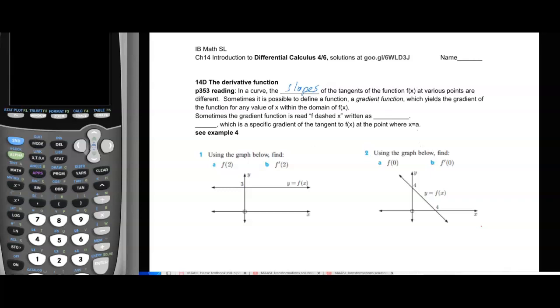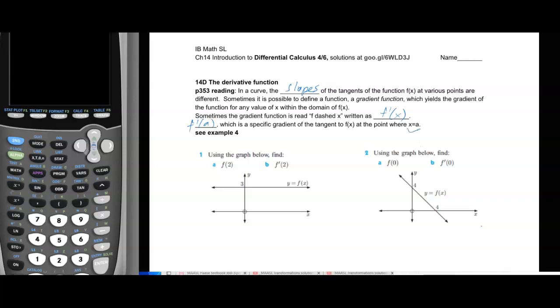Sometimes it is possible to define a function, a gradient function, which yields the gradient of the function for any value of x within the domain of f of x. Sometimes the gradient function is read as f dash of x, which is written as f dash of x. When I was a kid, we learned it as f prime of x. F prime of a is a specific gradient of the tangent of f of x at the point where x equals a.